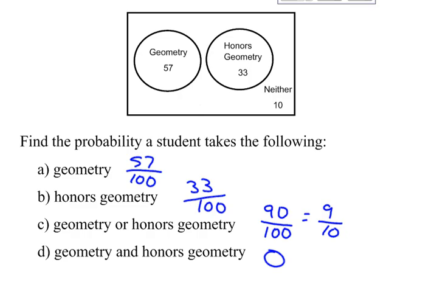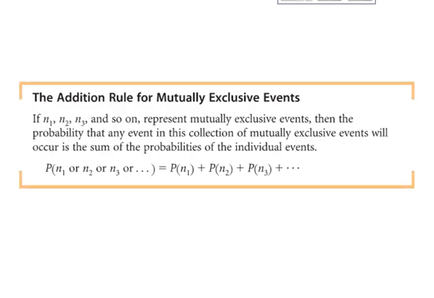In part C, we took the probability of being in geometry, 7 over 100, and we added the probability of being in honors geometry, 33 over 100, to get 90 over 100 for part C. That's the addition rule that we are stating right here. If two events are mutually exclusive and you want to find the probability of one or the other happening, take the two probabilities of each and add them together.